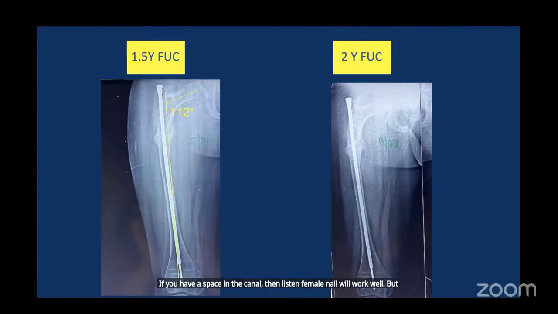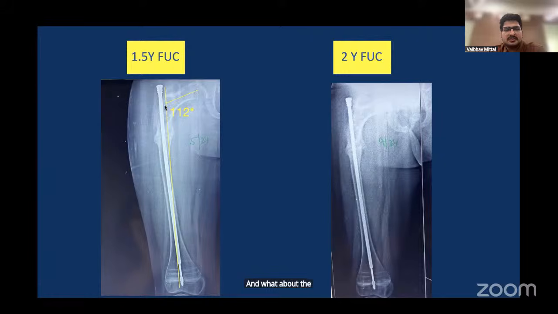But you have to have both the options on the table ready. And what about the neck? Because if we put the neck screw, they will be at a fixed angle, that is approximately 130 degrees.